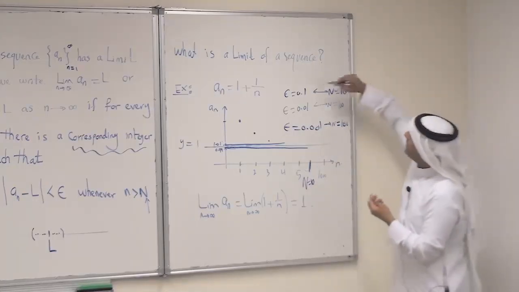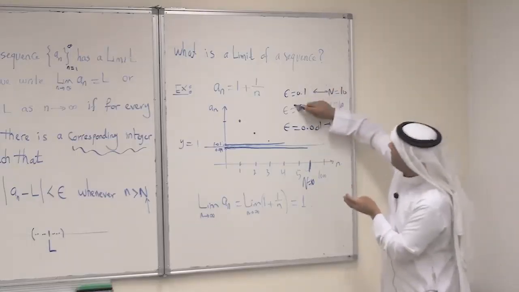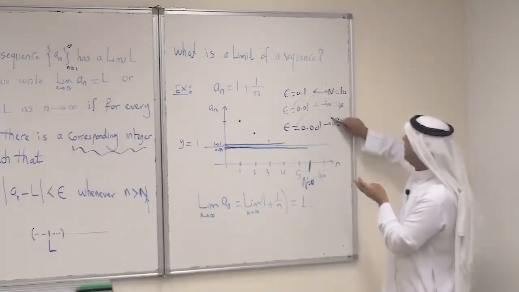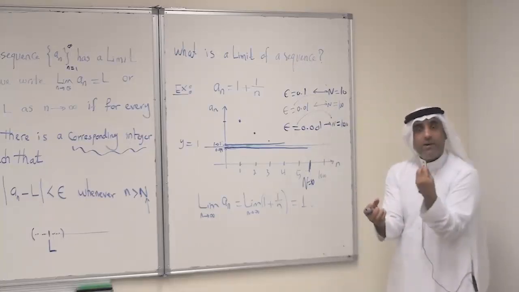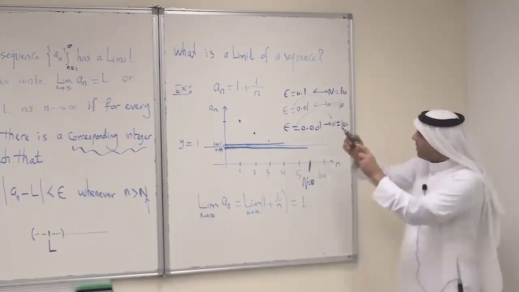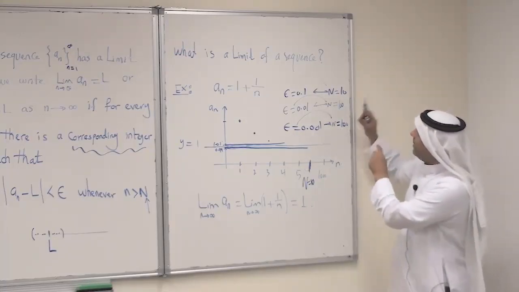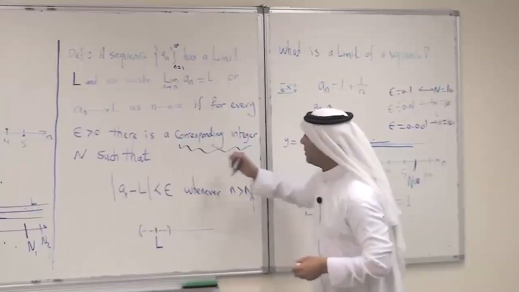So you can see now there is what we call correspondence here. You have epsilon, you need to find N. You have another epsilon, another N. A third epsilon, a third N. So N is corresponding to what? It depends on your distance chosen. So epsilon will give me N. N is corresponding to epsilon. That's what it means here, a corresponding integer N.